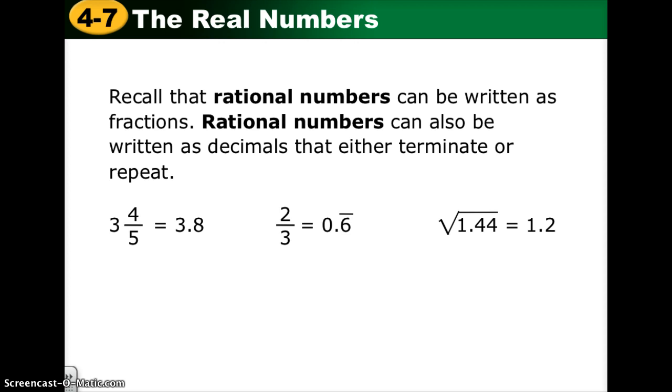Recall that rational numbers can be written as fractions. Rational numbers can also be written as decimals that either terminate or repeat. Below are some examples: 3 4/5, or 3.8, 2/3, which is 0.6 repeating, the square root of 1.44, which would equal 1.2.